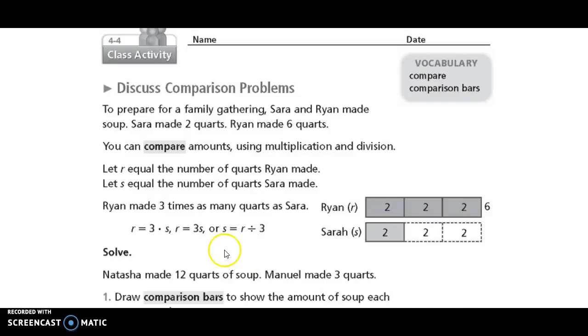All right, so what they are doing here is they're saying that we started off with 2, so they counted by 2s until they got to what Ryan had, which was 6. So they said 2, 4, 6. So they made a bar for each one of those. And if you see, Sarah only had 1 bar. So what they are doing is they said that he had 1, 2, 3 bars. So he had 3 times as many as Sarah. So our answer here would have been 3.